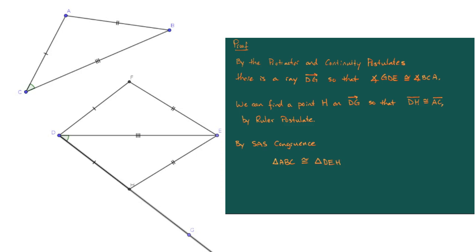So now if we complete this triangle and we draw the line segment between H and E, what we notice is that our triangle ABC is going to be congruent to our triangle DEH by the side-angle-side congruence theorem. Because we know that this side DH is congruent to AC, and we know that the angle in between them is going to be congruent. And so that gives us that the triangle DEH is going to be congruent to our triangle ABC.